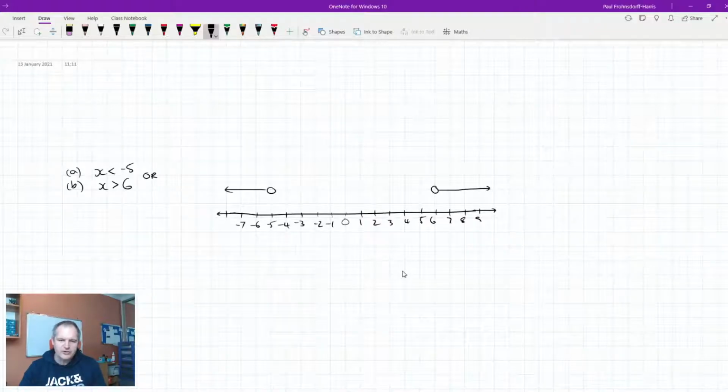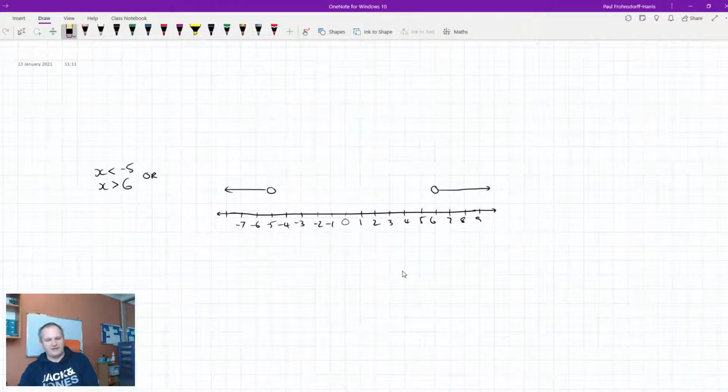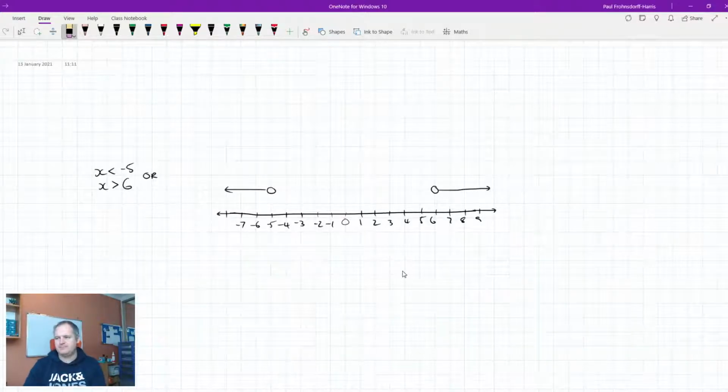So when you've got 2 separate bits, we have to have 2 separate bits. It would be called one inequality. It would say x is smaller than -5 or x is bigger than 6. So that's how you have a split gap like that.